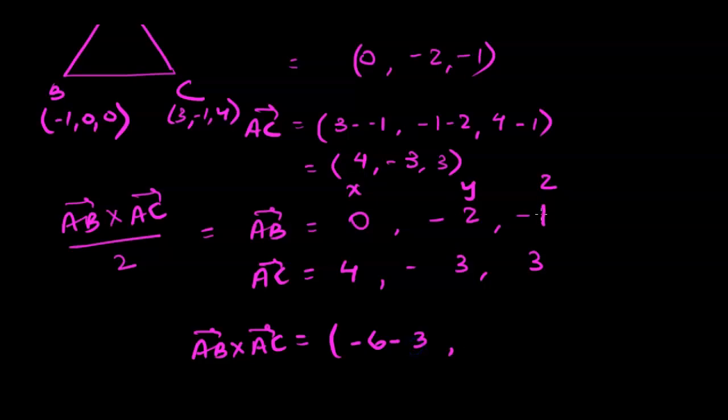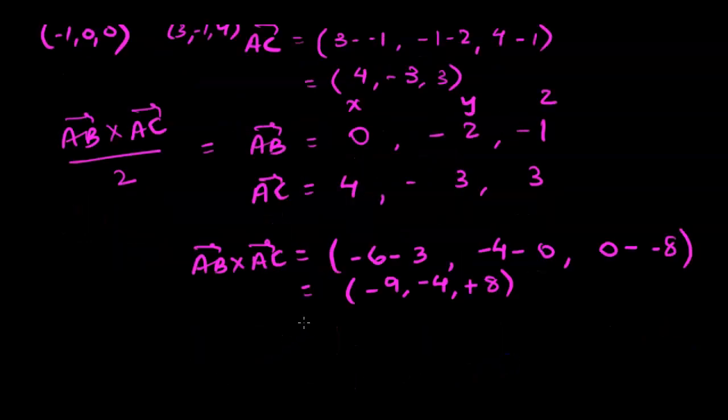To find the y value, we'll do z multiplied by x. So negative 1 multiplied by 4 is negative 4. Minus 0 multiplied by 3 is 0. To find the z value, we'll do x multiplied by y. So 0 multiplied by 3 is 0. Minus 4 multiplied by negative 2 is negative 8. And the result that we get is (-9, -4, 8).